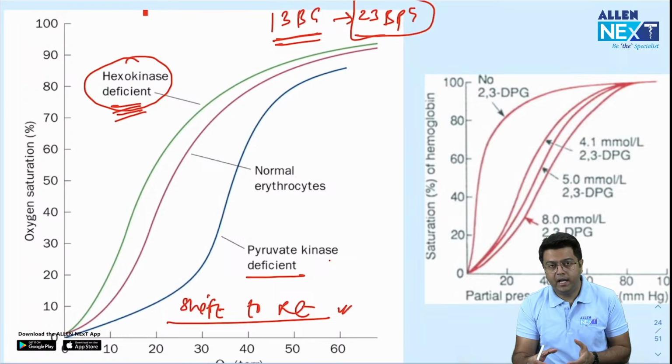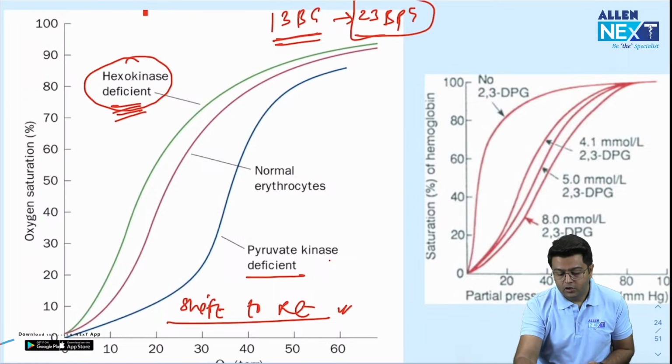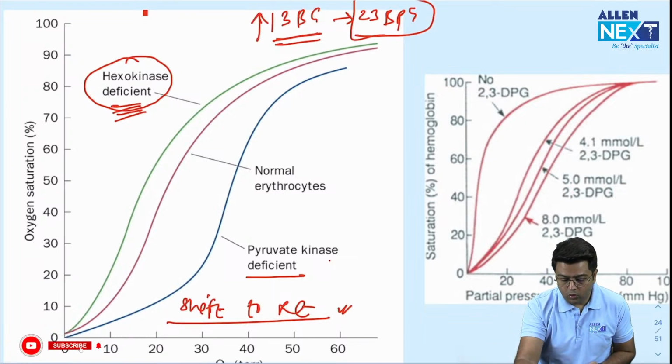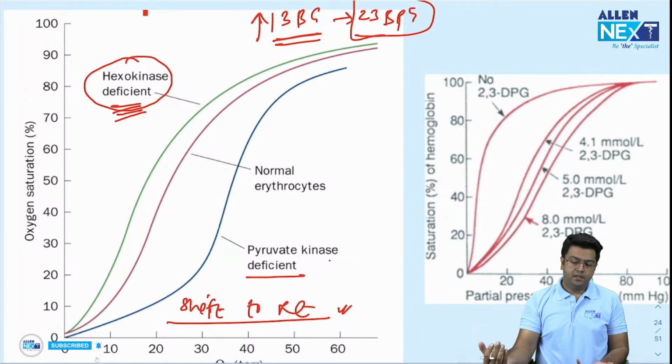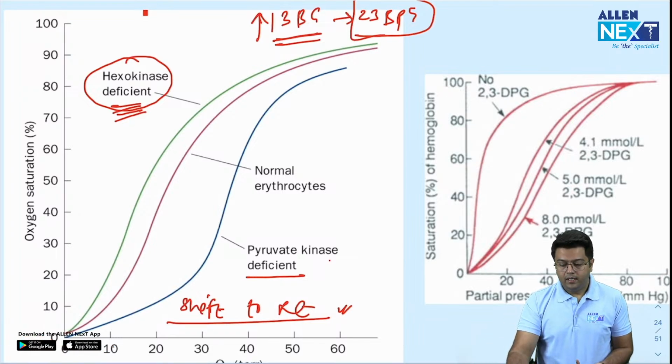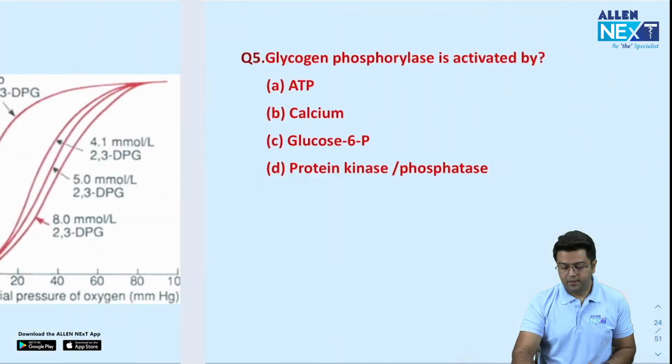And in pyruvate kinase deficiency, the intermediates are accumulating, so more 1,3-BPG means more 2,3-BPG. Is it clear, guys? Okay, that's all about this MCQ.